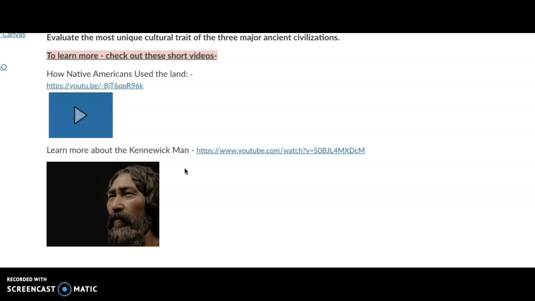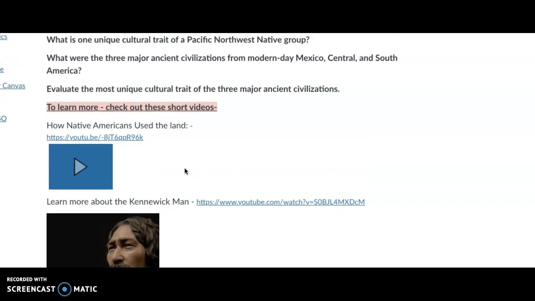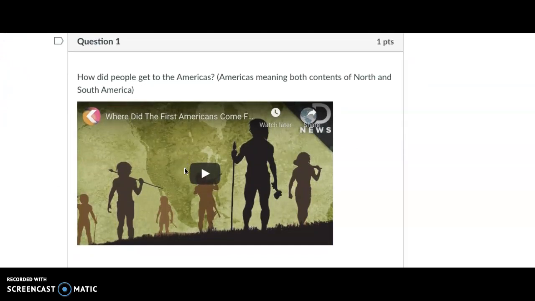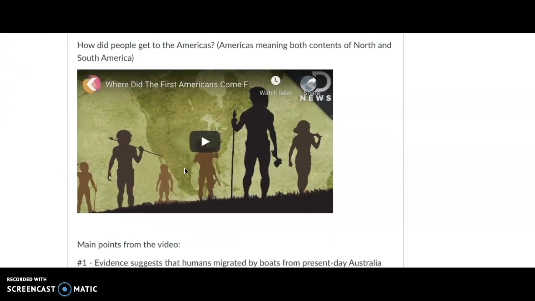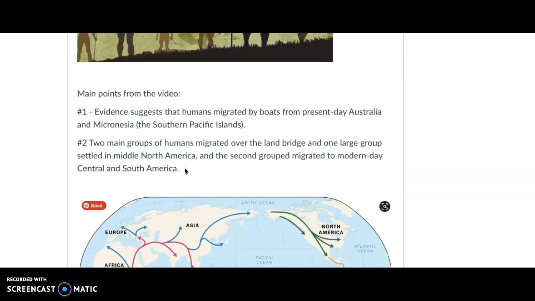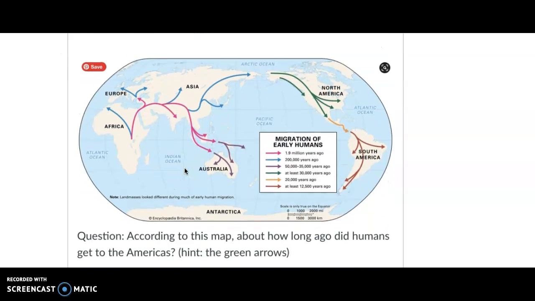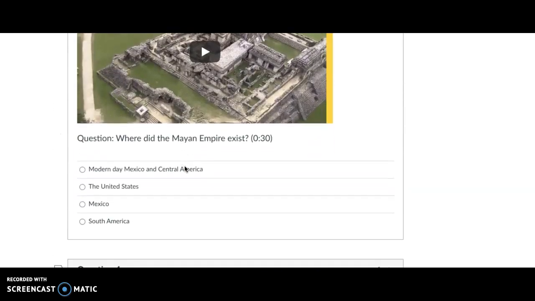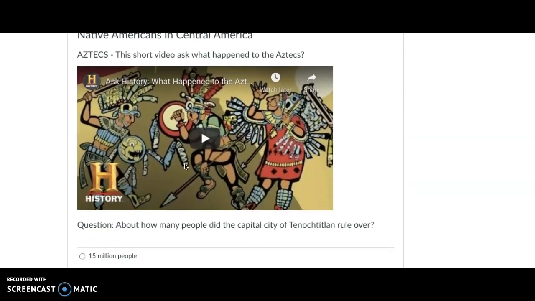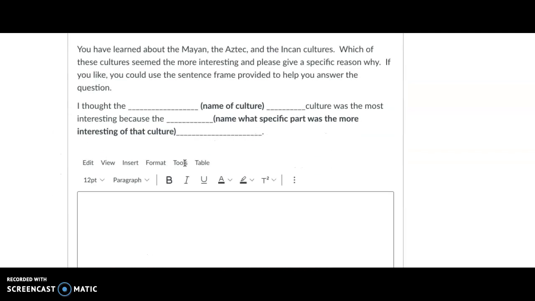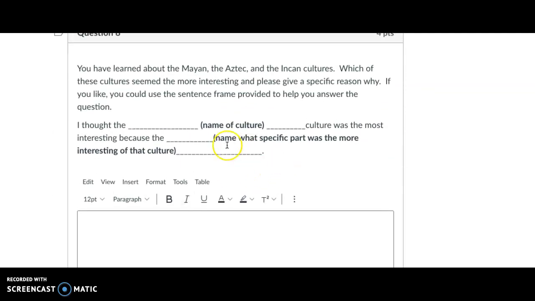So what you're going to do is go from this page to the quiz, and within the quiz there's some videos you're going to watch, and then below it, or above it, we have some questions you're going to answer as it relates to the video or the graphs. And then you're going to go through these questions. The videos aren't very long, and most of them are multiple choice, and then there's a short answer question with a sentence frame for you if you want to use it.